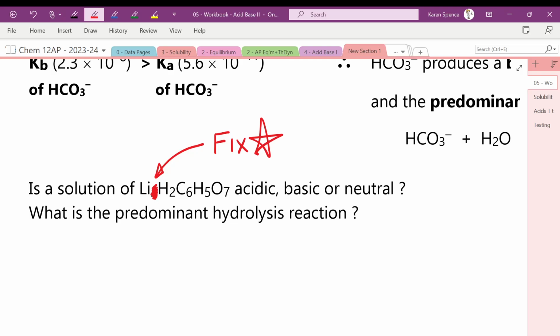The Ka of HTC, 12.7 times 10 to the negative 5. What about the Ka of the conjugate acid? 7.1 times 10 to the negative 5, I think. 7.1 times 10 to the negative 4. That's neutral, right? No charge.